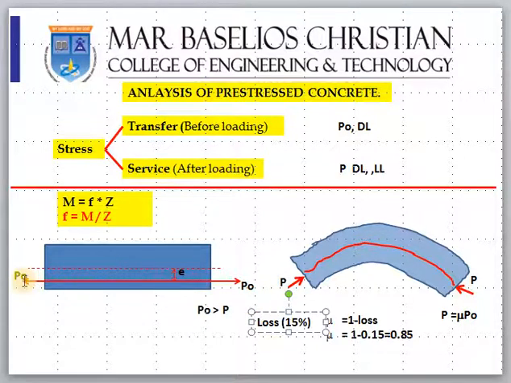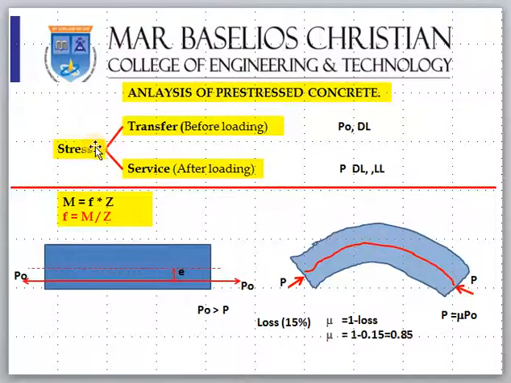So P0 is the initial prestressing force, and P is the final prestressing force. Okay. If the loss is 15 percent, it means 0.15. So eta is taken as 1 minus the losses, meaning 1 minus 0.15. It is equal to 0.85. Meaning the final prestressing force P is equal to eta times P0, the initial prestressing force. So this thing you just keep in mind.